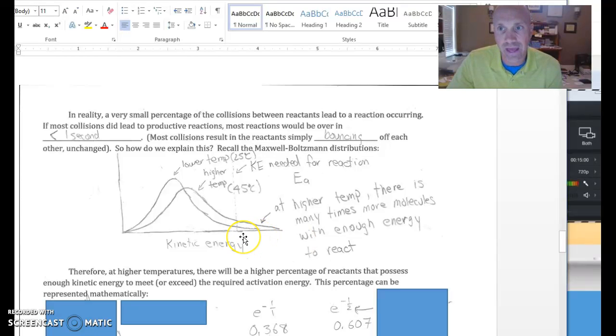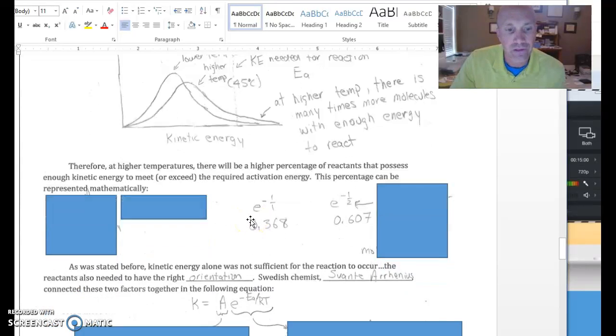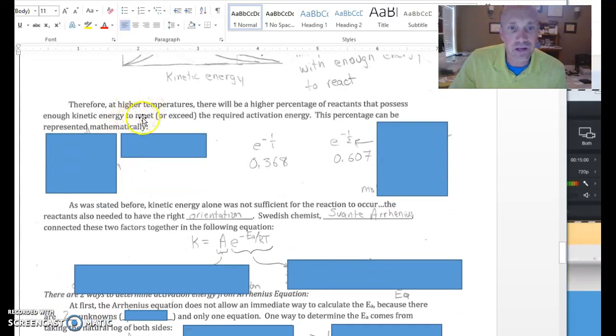And that's what ends up happening with reactions. A small increase in temperature can result in tremendously higher numbers of the particles having that required energy. Therefore, at higher temperatures, there's going to be a higher percentage that possess enough kinetic energy to meet that. We can express that mathematically, and I am going to do that in the next video.